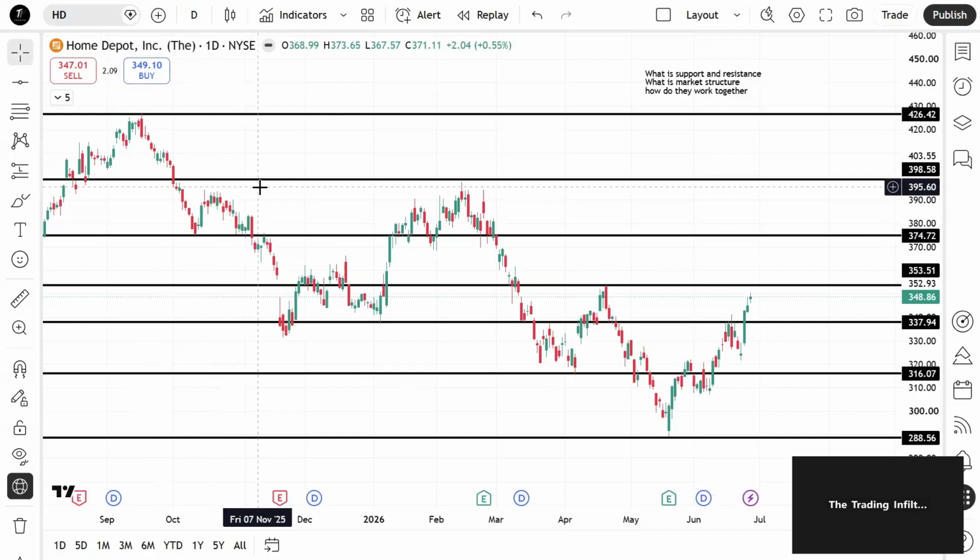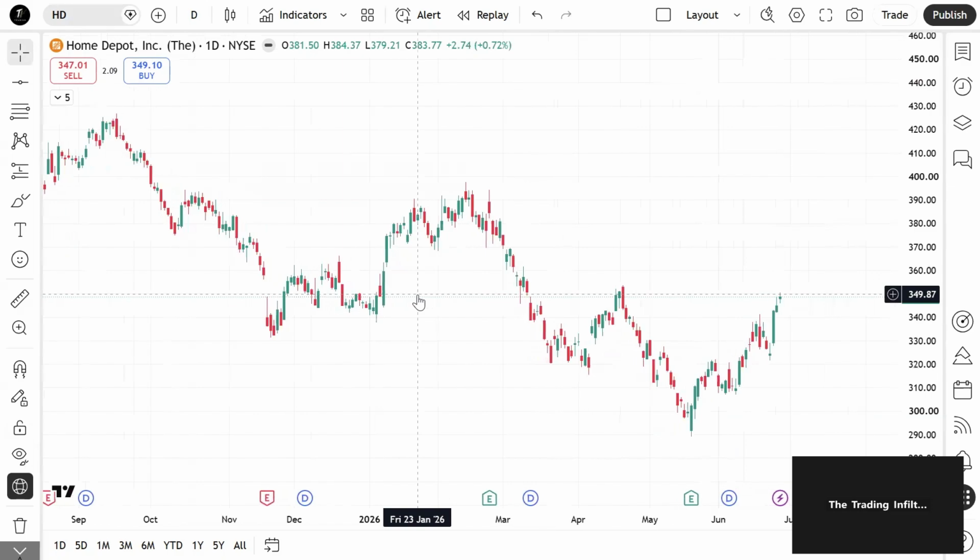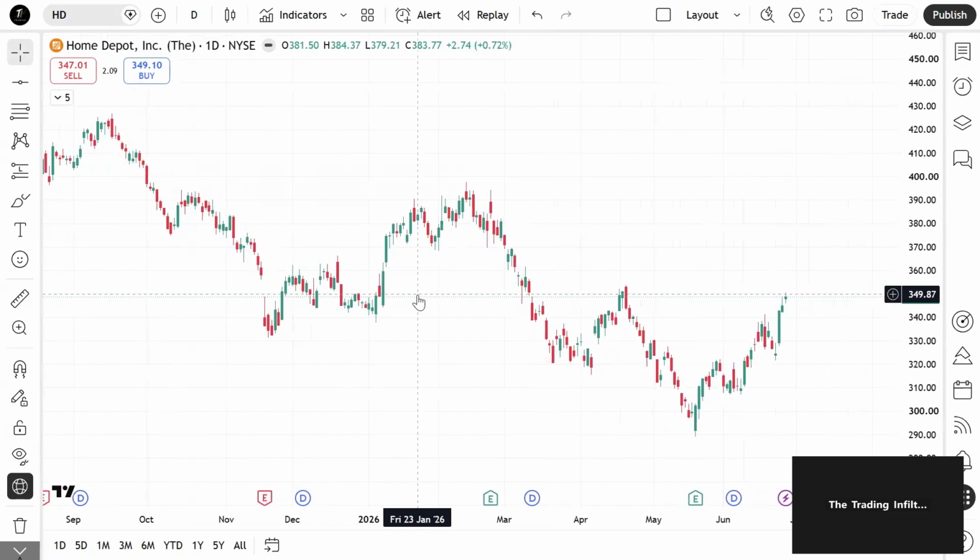Now you do have times where price will come back to a previous zone. It may break a level here or another level right above it. But then again, it'll come back to another resistance and it'll continue to drop. So how do these things work together? I'm going to clear up my chart really quick. How does market structure and support and resistance work together?